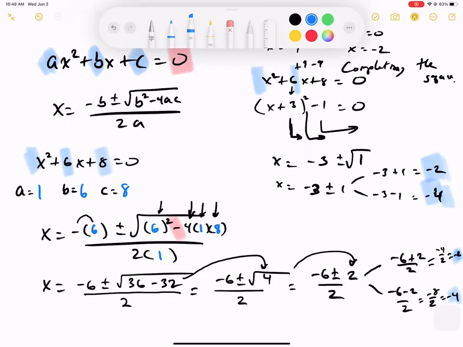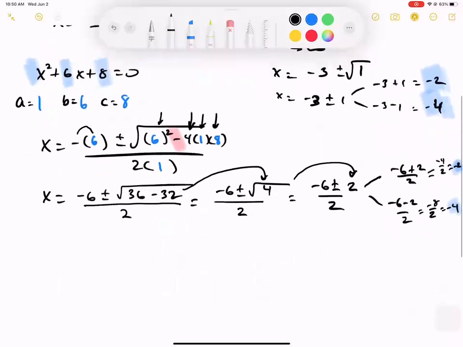Gosh, that was a lot of writing, wasn't it? Now, can I teach you guys a shortcut? I'm going to give you a shortcut. And you know what? I'll give you the shortcut on our next problem, because we should move on to another example. So let's do another example.